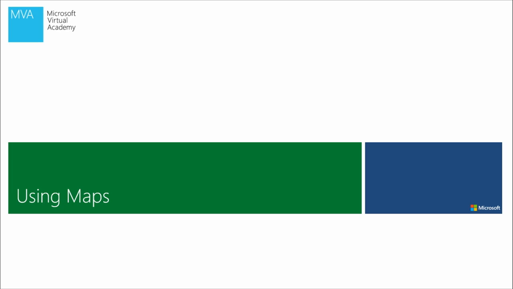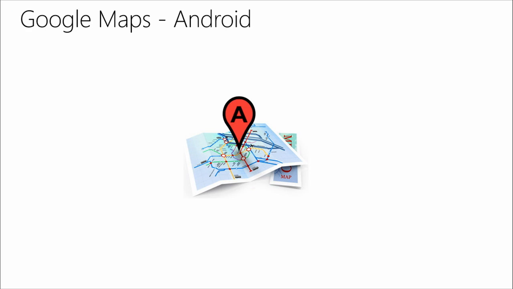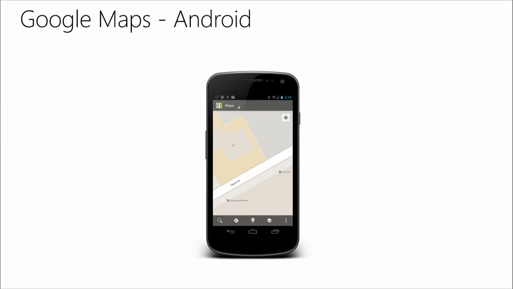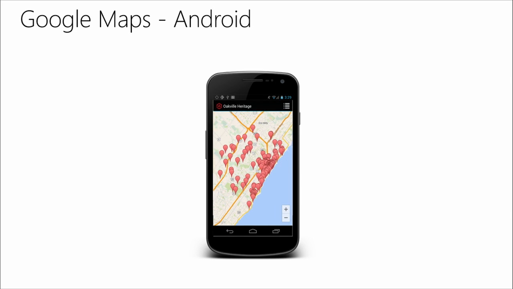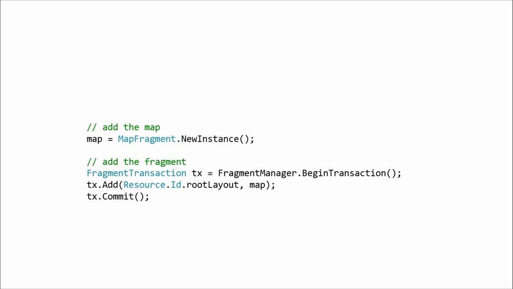So now we're going to be looking at using maps within an Android application using Xamarin. With Google Maps on Android, obviously you're going to have Google Maps. And again, you could use Google Maps either in their native mapping application, so you could set an intent and go out to their application, or you can embed a map within your application. And obviously we're going to be embedding the map within our application. To create a map, it's fairly straightforward. MapFragment.NewInstance, and then you add it to a fragment transaction, you add it to your root layout, and then you commit it.